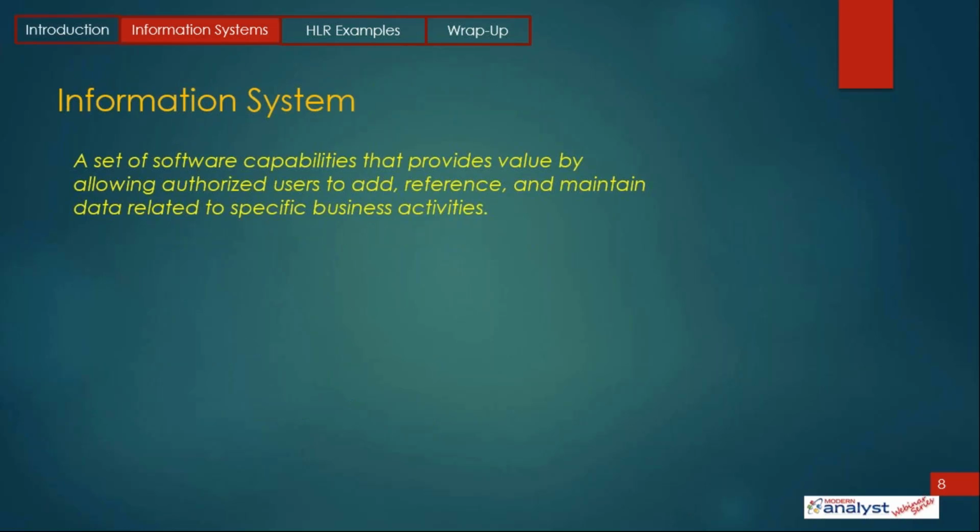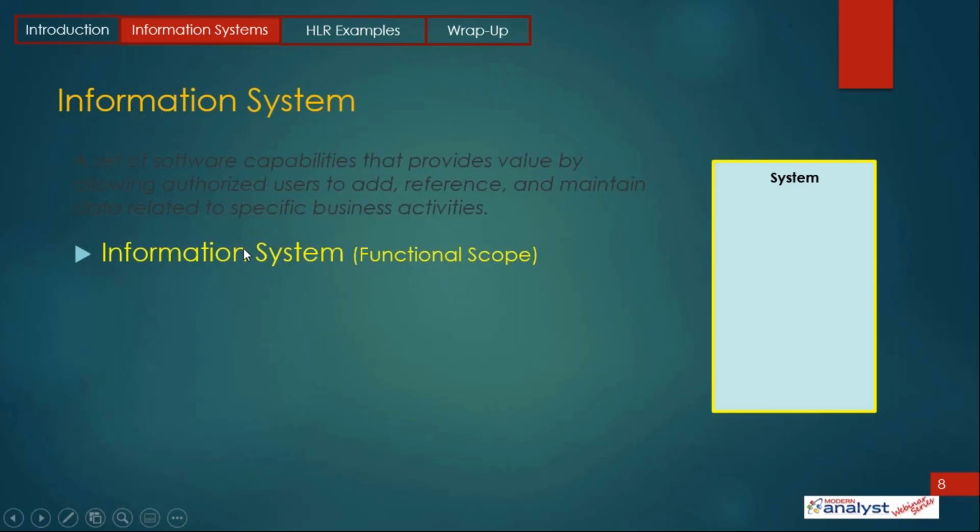Let's look at information systems, and we'll start with a definition, how I envision this. An information system is a set of software capabilities that provides value by allowing authorized users to add, reference, and maintain data, and that data is related to specific business activities. So the idea is these are business activities and they're going to be supported by an information system.